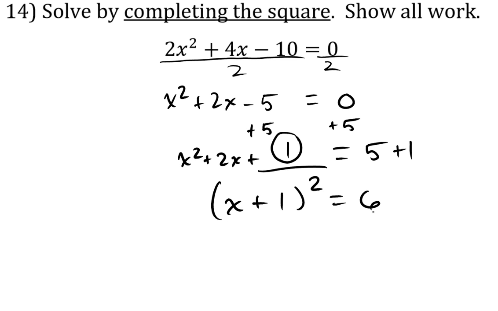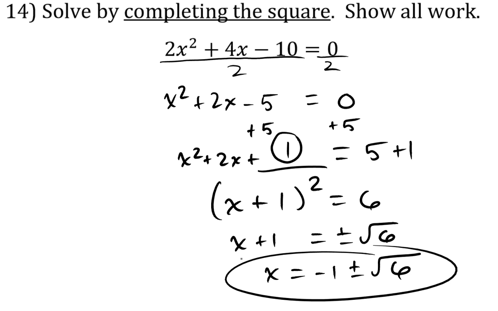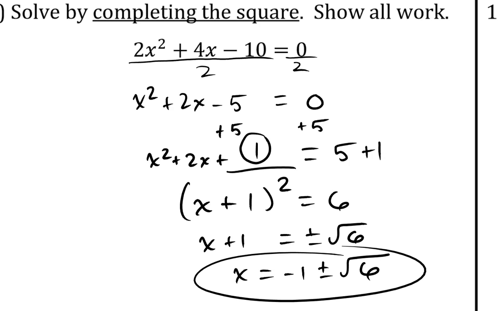Hey, look, I have a perfect square equaling a number. I can take the square root of both sides. This becomes x plus 1. Over here it equals plus or minus root 6. And then to solve, I'm just going to subtract 1 from both sides. So x equals negative 1 plus or minus the square root of 6. There we go.